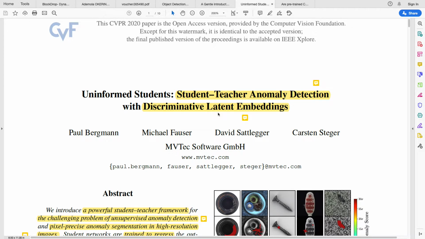Welcome to our next object detection paper. The paper we'll be reviewing today is Uninformed Student Teacher Anomaly Detection with Discriminative Latent Embeddings. That's such a big word here.